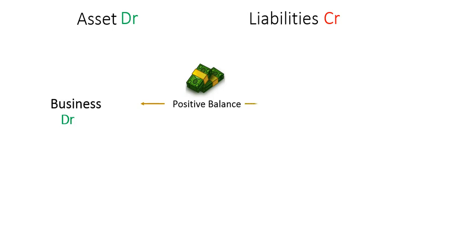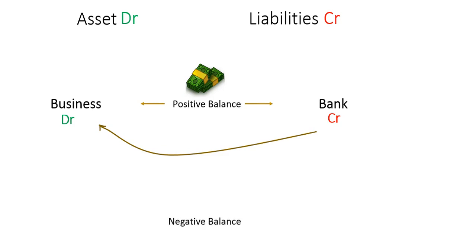But the same positive balance for the bank is credit, because it is something that has to be returned to the business. Likewise, the negative balance for the business is credit, but for the bank, it's debit, because it is something that has to be received by the business. So depending upon the perspective, whether you're going from the business point of view or from the bank point of view, the rule of debit and credit will change.